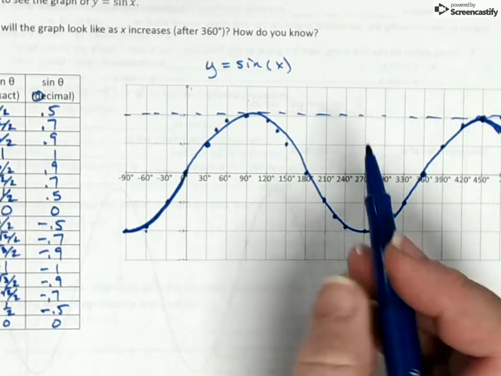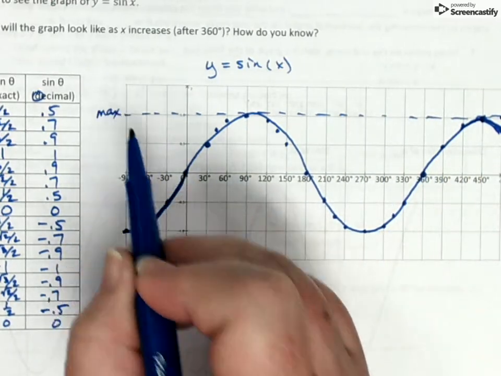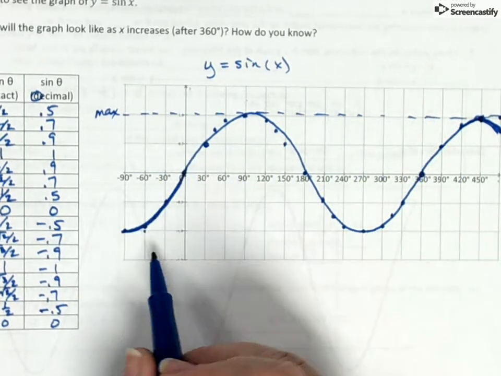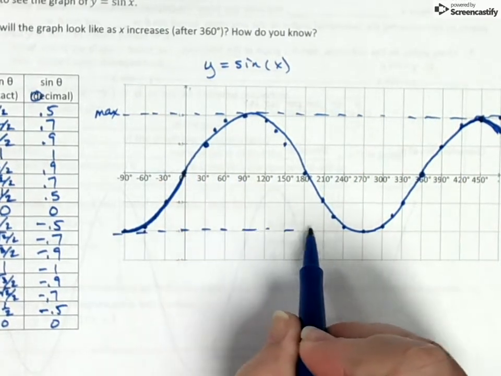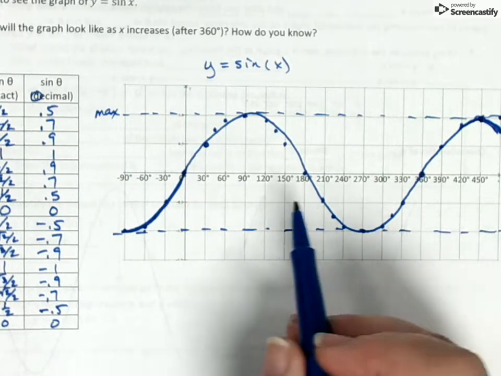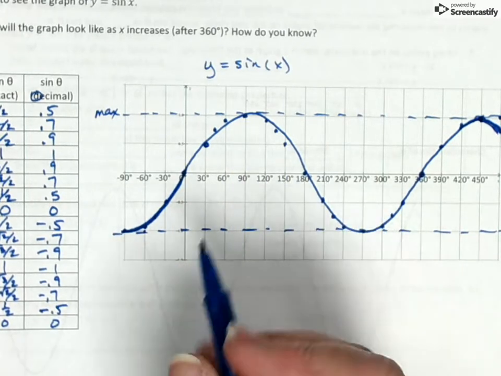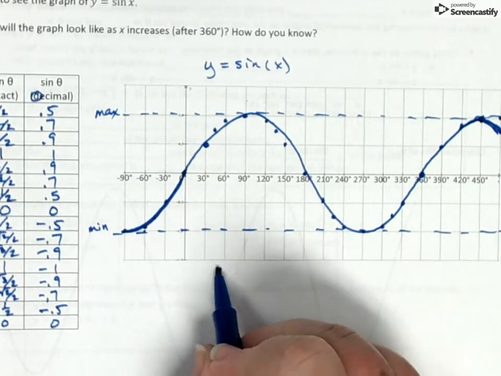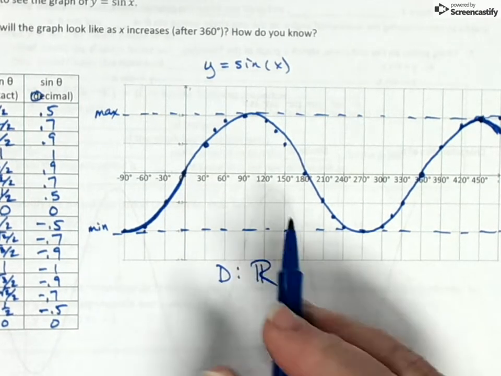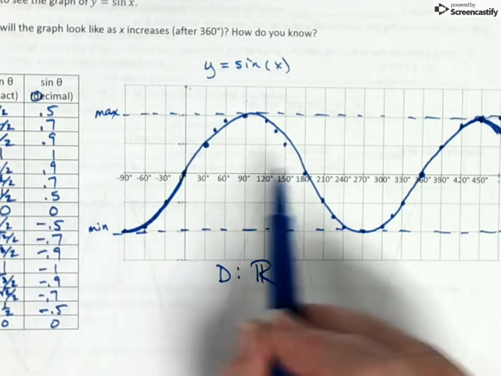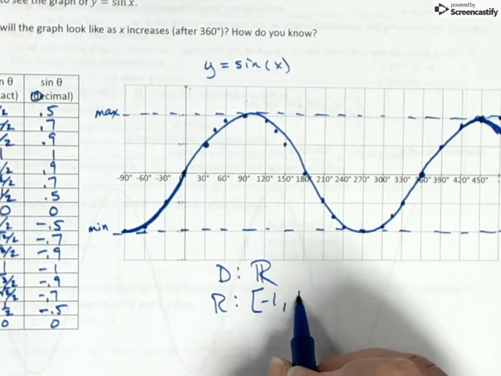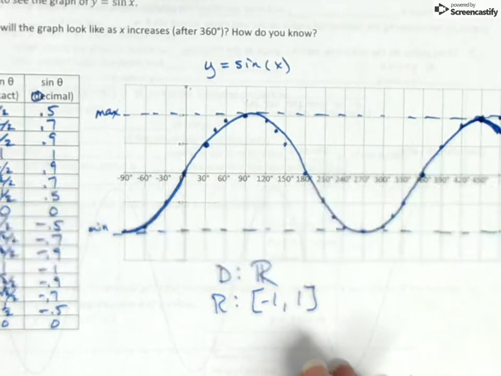I also want you to see that the top line across there is a maximum value. It would never go any higher than that value. And this bottom line that I'm drawing right here is the minimum value. Now it comes back to that several times, but this is our minimum value. So our domain for this graph is all real numbers. I could go from negative infinity to positive infinity, but the range is from negative 1 to 1.